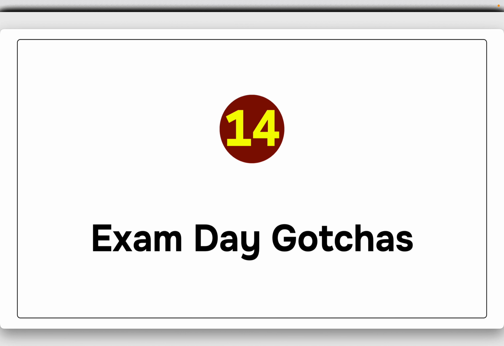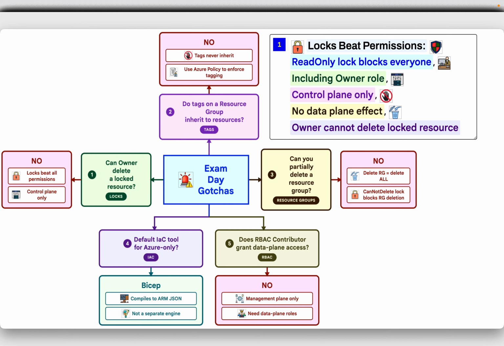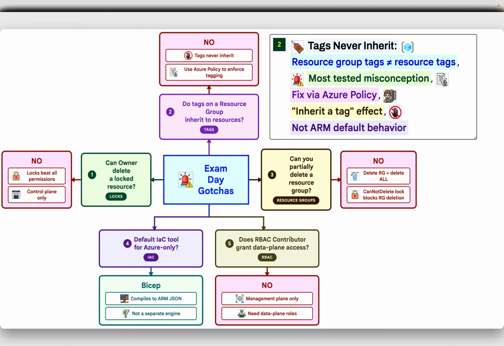And 14th and the last topic is exam day gotchas. So first one, locks beat permissions. A read-only lock blocks everyone, including the owner role, from modifying a resource on the control plane. It has no data plane effect. If a question asks whether an owner can delete a locked resource, the answer is always no.